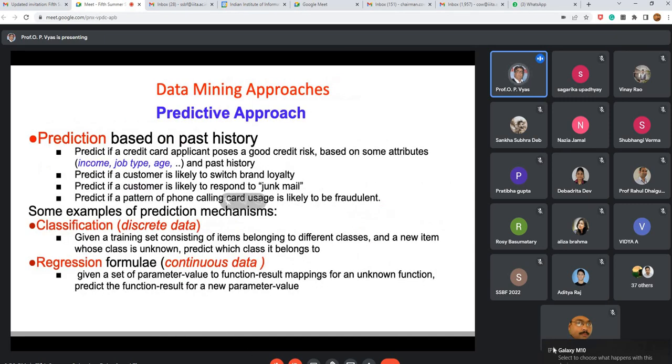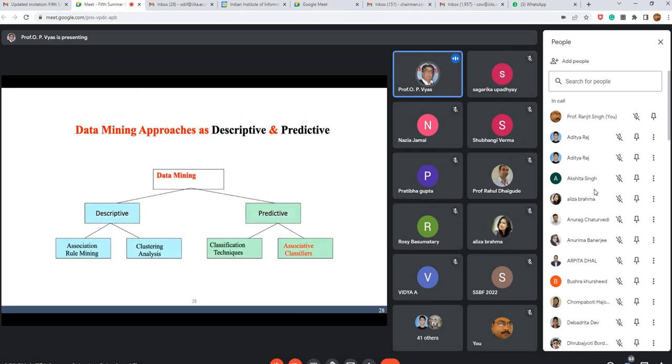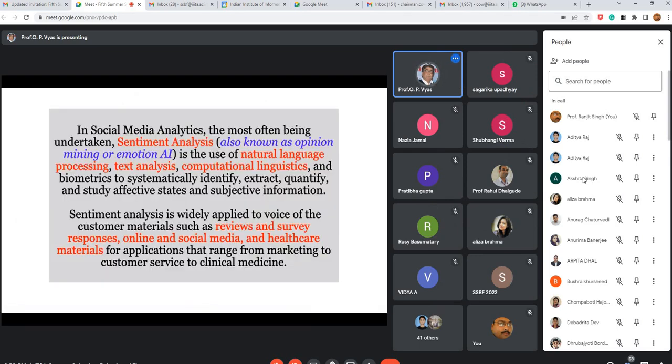And then it comes to the next important part, called the predictive approach. Prediction is generally done based on past history. You require a huge amount of past data to be processed, and there are two categories, classification and regression. I will not come to technicalities now, but it is very clear that these two are connected to the third part, called social media analytics, which takes care of sentiment analysis. We also know it as opinion mining.